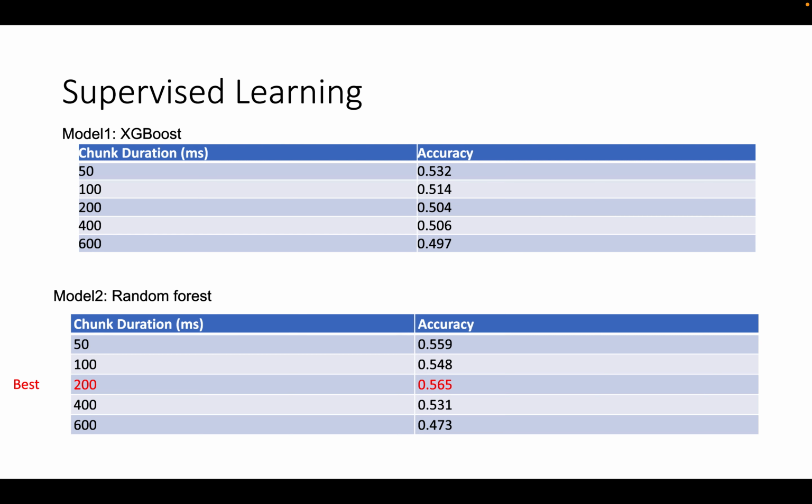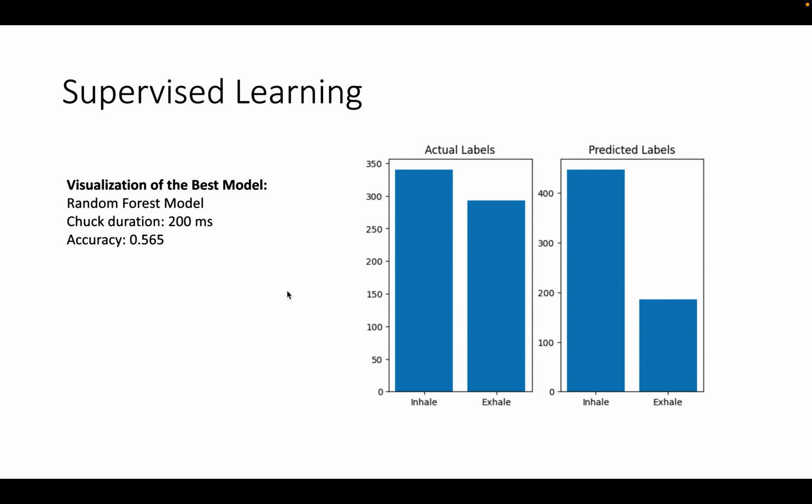We use those data to train the model and test accuracy, and finally we find out that the best chunk of data is 200 for random forests. Finally, we reached an accuracy of about 0.56, which is still a little bit better than guessing. Here is the visualization of the result.